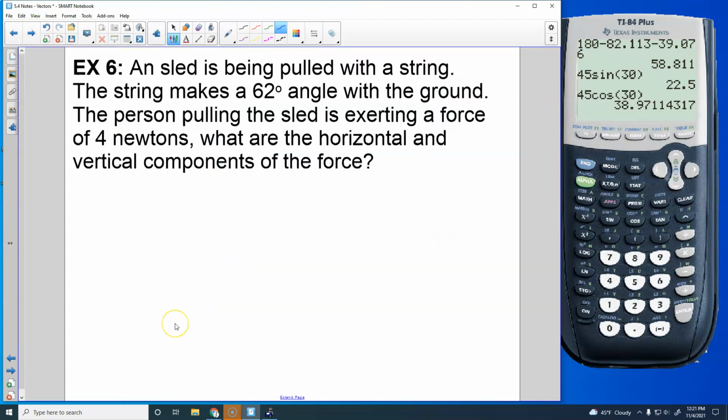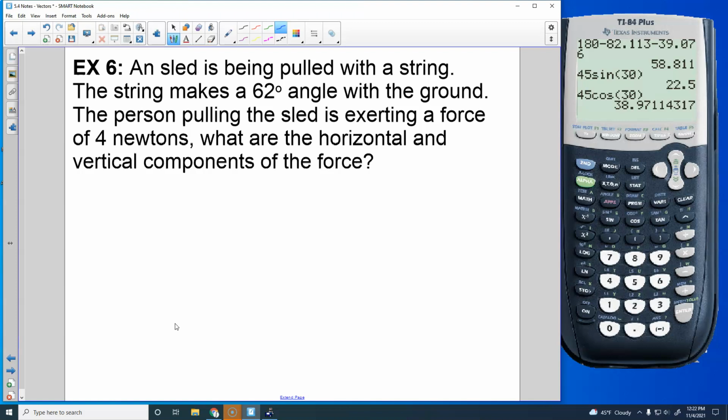All right, I like this problem. A sled is being pulled with a string. The string makes a 62-degree angle with the ground. The person pulling the sled is exerting a force of 4 newtons. What are the horizontal and vertical components of the force?